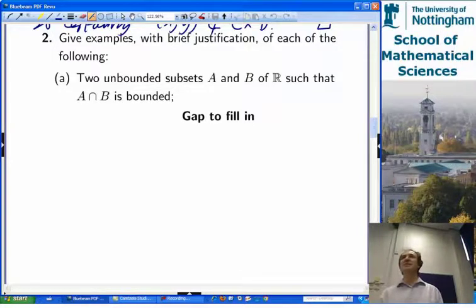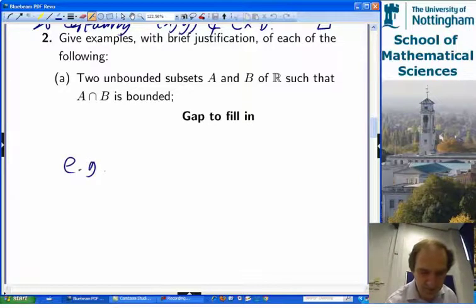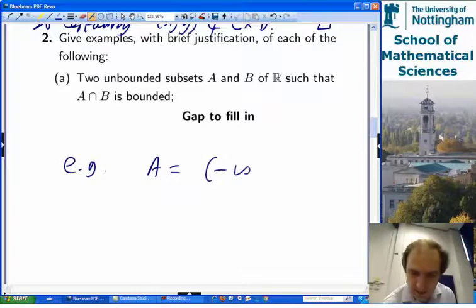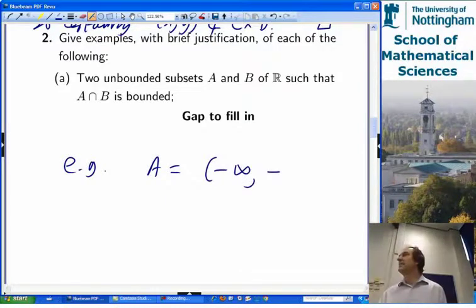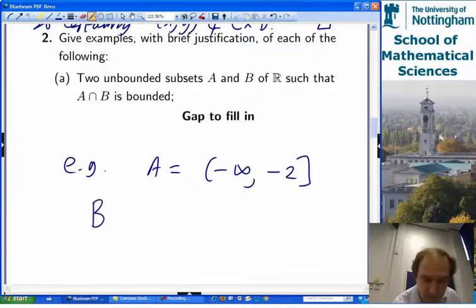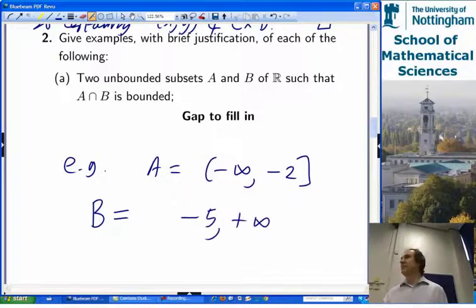Any suggestions? Minus infinity to minus 2. Is that A? Yeah. Okay, so do you want to include or exclude minus 2? Include. Include minus 2, okay. And B will be? Minus 5 to positive infinity. And are you including or excluding minus 5? Including. Including minus 5. We're excluding infinity, you have no choice because we're supposed to be working with subsets of the real line. So you must exclude infinity.